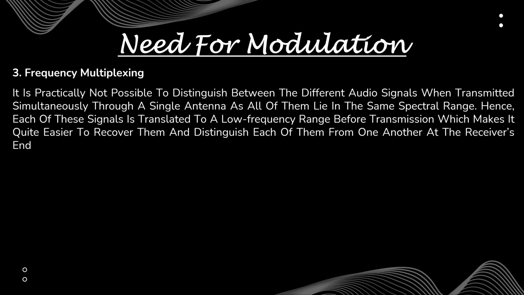The third one is frequency multiplexing. It is practically not possible to distinguish between the different audio signals when transmitted simultaneously through a single antenna, as all of them lie in the same spectral range. Hence, each of these signals is translated to a different frequency range before transmission, which makes it quite easy to recover them and distinguish each of them from one another at the receiver's end.